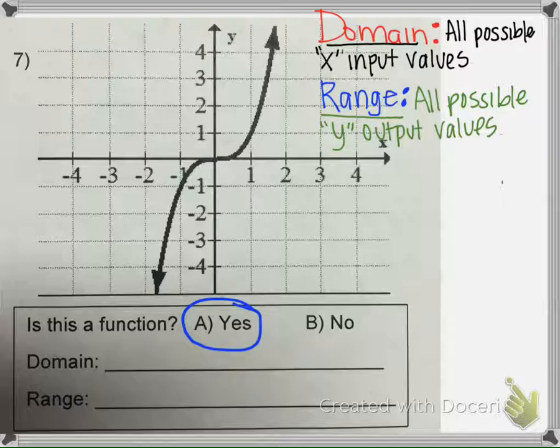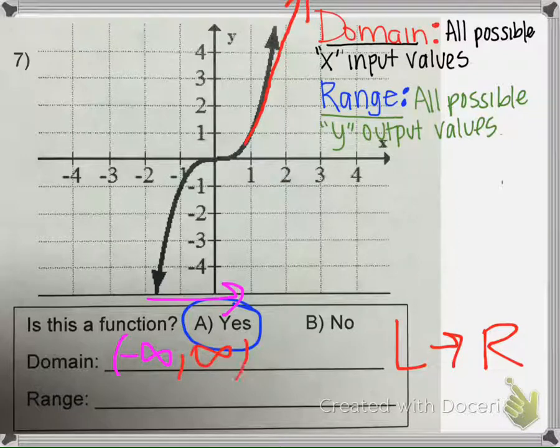Okay, now the domain is from the left to the right side. If we look at the left side of the graph, it has this arrow and it says it's going to infinitely keep going out to the left. So our domain is going to be -infinity. Then as we go to the right side of the graph, it also has an arrow, and this arrow means it's going to keep going out to the right. So we're going to put infinity there.